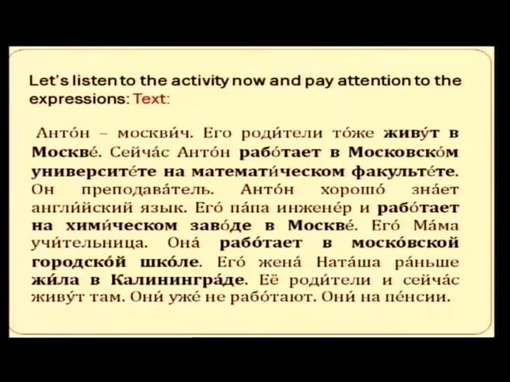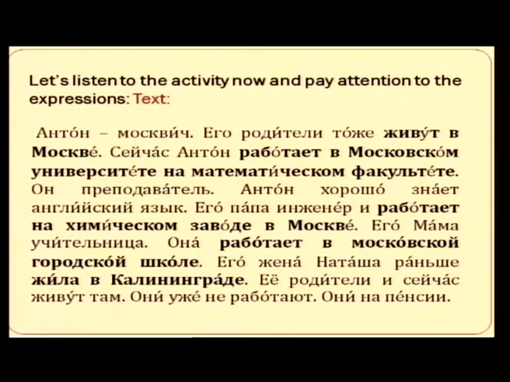Он живет в Москве, he lives in Moscow, we have used the preposition в. We can also use он учится или он работает в Московском университете. Here we have used его родители тоже живут в Москве, сейчас Антон работает в Московском университете на математическом факультете.